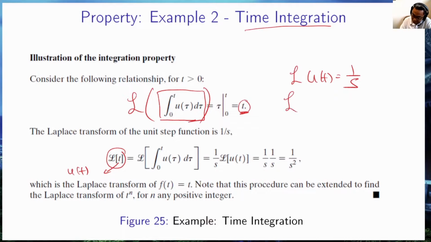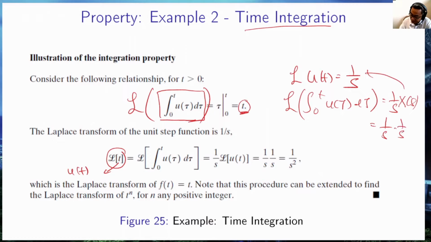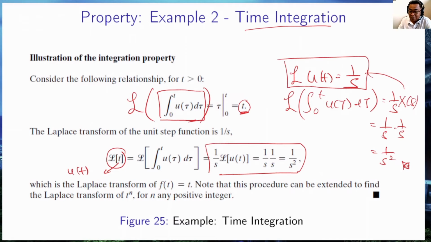Then the Laplace transform of the integral from 0 to t of u of tau d tau is equal to 1 over s times X of s. Let's say this is called X of s. What is X of s? It is 1 over s. Therefore the answer is 1 over s times 1 over s, which is 1 over s squared. That's it. So we have just used the time integration property and the Laplace transform of u of t to get the Laplace transform of t.